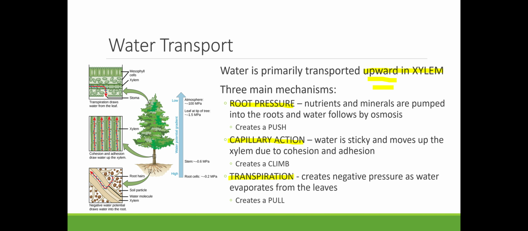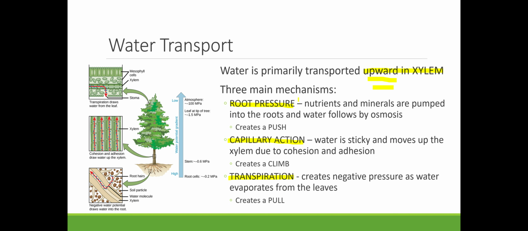So you're going to have some mechanisms that allow it to go against gravity. And so we have three mechanisms. We have root pressure, capillary action, and transpiration. And this creates what I like to call a push, a climb, and a pull.